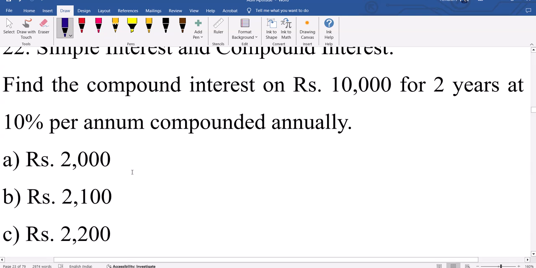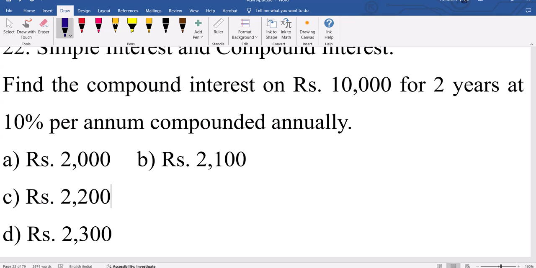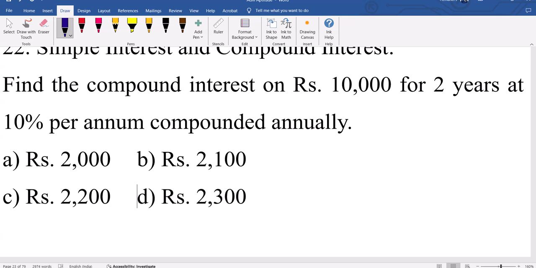Simple interest and compound interest. Compound annually, sir. Okay. How many years? 2 years. So what is the first year interest? How much rate of interest? 10% of 10,000 is 1000. Okay, first year interest is 1000.